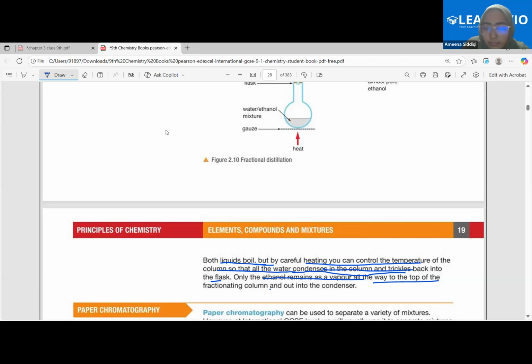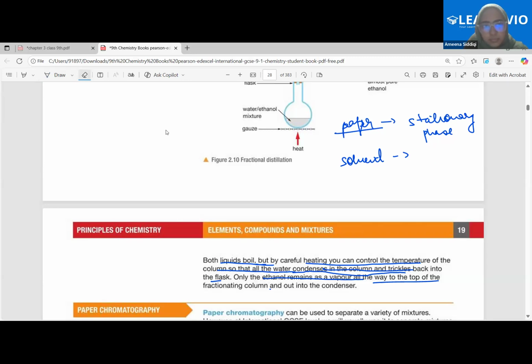The amount of dye used. The affinity to the paper. The affinity to the paper. That is, see here, paper is the stationary phase, but in chromatography we have two phases. One is the stationary phase. Any idea about this? Yes, miss. We learned it, but I forgot. Good. Paper is the stationary phase, whereas whatever solvent you are using is the mobile phase.